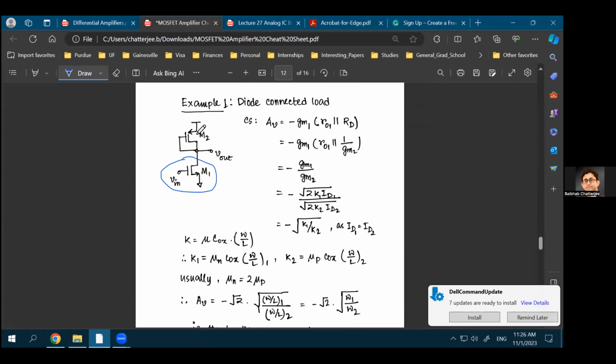But for this common source amplifier, instead of connecting a resistance at the drain as a load, what you're doing here is that you have a diode connected MOSFET. So this is the PMOS. PMOS means this is the source terminal, this is the drain terminal. You're connecting the drain and gate together, so that becomes a diode connected MOSFET. So you're having a diode connected load instead of having a resistive load.